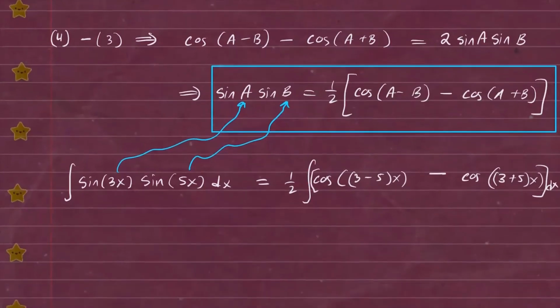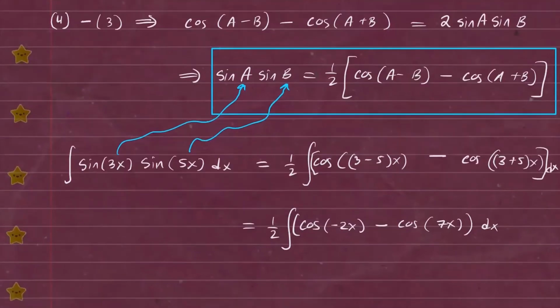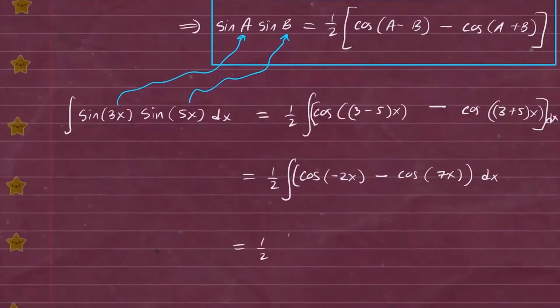Now let's simplify the inside of these functions. So we have 1/2 the integral of cosine of 3 minus 5, that's negative 2x, minus cosine of 3 plus 5, that's 7x, dx. All right, so now here you can proceed to integration, but I'm going to go ahead and simplify that. Since cosine is an even function, instead of negative 2x, you can just write positive 2x. So I'm going to rewrite this as 1/2 the integral of cosine of 2x minus cosine of 7x, which stays as it is. So here I used the even function property.